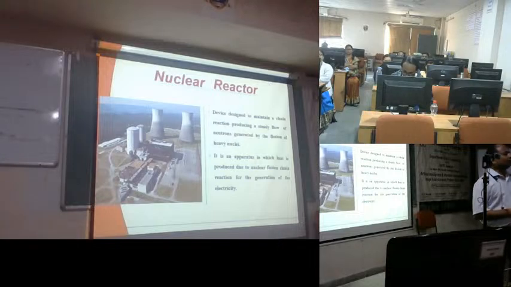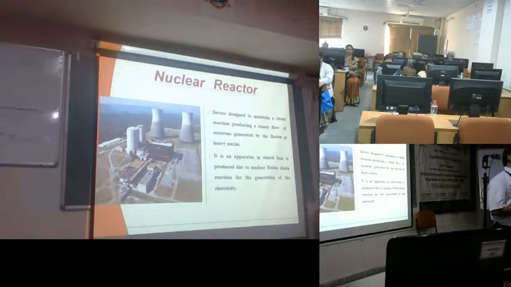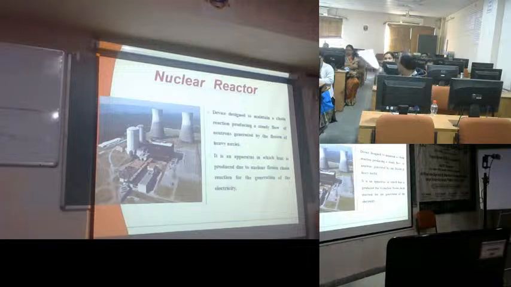So in the nuclear reaction, as I said, the heavy nucleus breaks into more than one nucleus. Now, in the nuclear reactor, this heavy nucleus we use is uranium. So uranium has a heavy nucleus. We have a lot of chemical elements that have heavy nuclei, like uranium, thorium, plutonium, right, which can be used as fissile material.